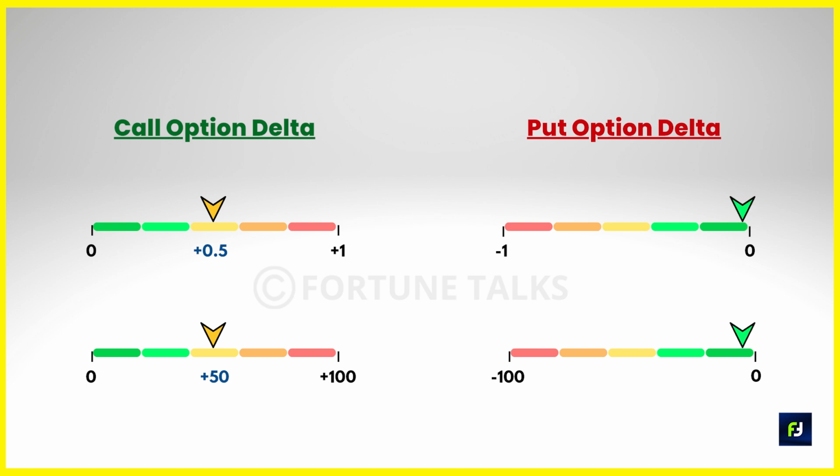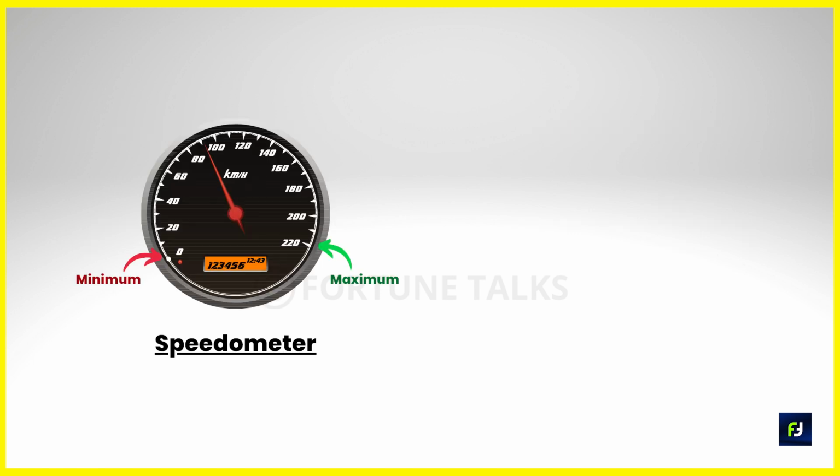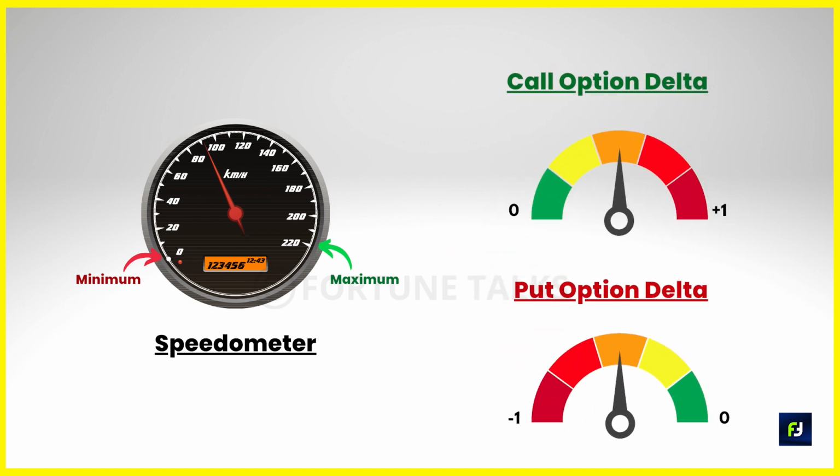Likewise, the delta of a put option will fluctuate within a range of -1 and 0 or between -100 and 0. So the delta value of -0.3 on the -1 to 0 scale is equivalent to -30 on the -100 to 0 scale. So similar to the speedometer of a car, where the speed is capped between 0 km per hour to some 220 kilometers per hour, delta values are also bound between 0 and 1 in case of call options and -1 and 0 in case of put options.